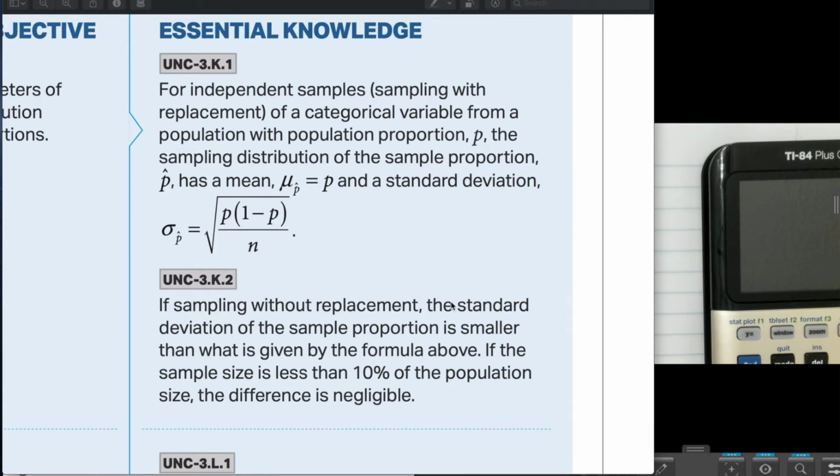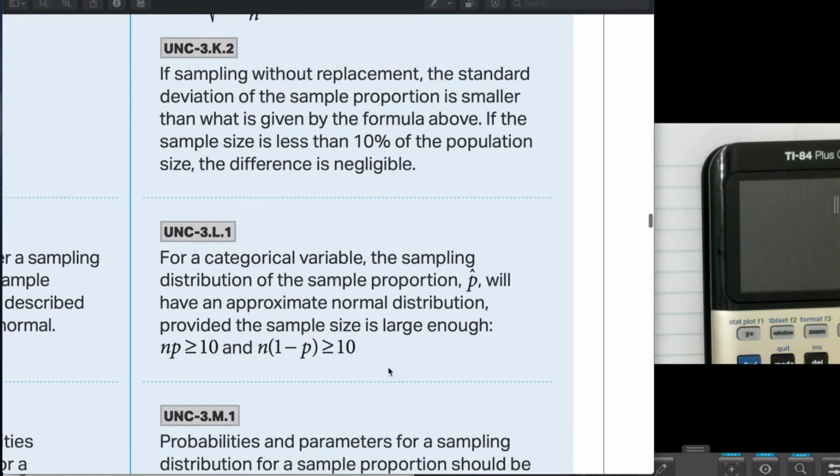It also says if sampling without replacement, the standard deviation is smaller than what's given here, but if we sample less than 10% of the population, the difference is negligible. So this is what we talked about yesterday. As long as we sample under 10% of our population of interest, all of this is valid. If we sample more than 10%, people have figured out ways to still do valid means and standard deviations, but you do have to adjust your formula because you're sampling a larger portion of your population. But we don't worry about that.